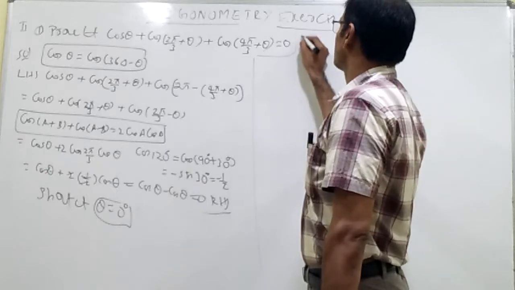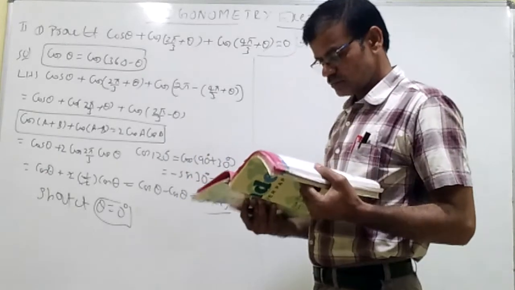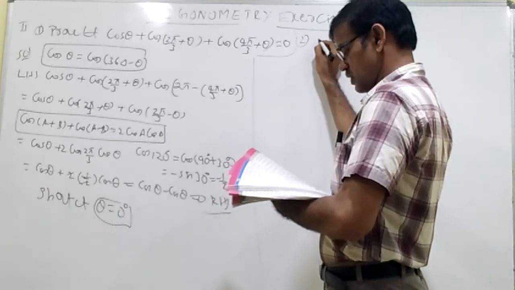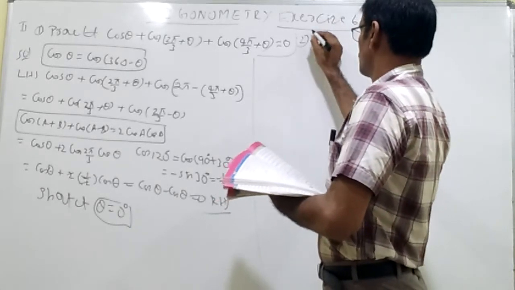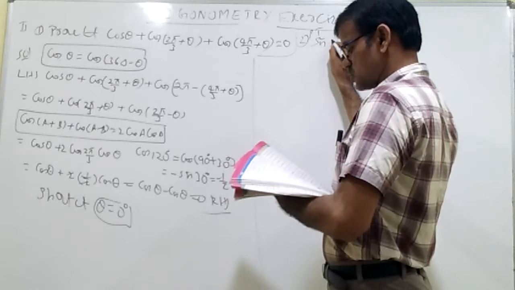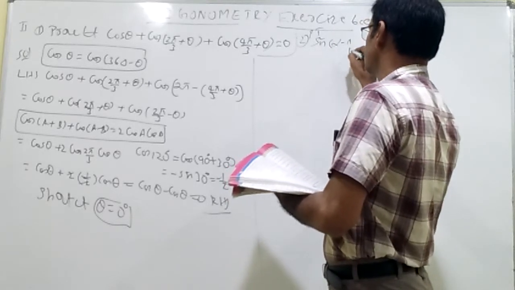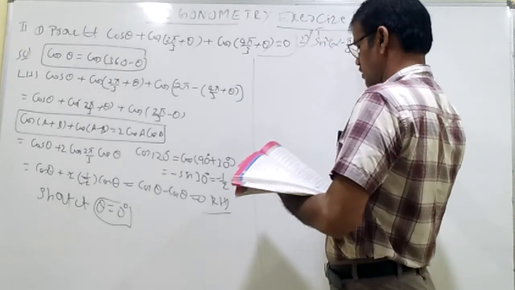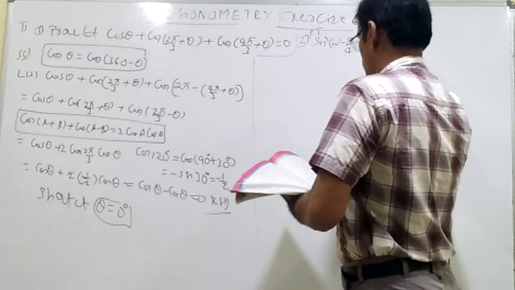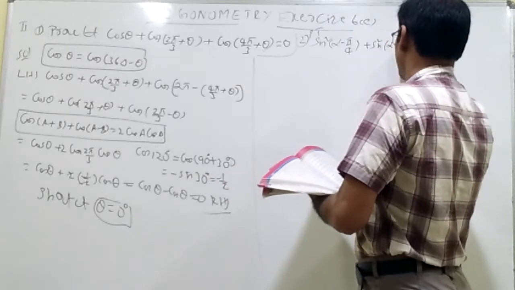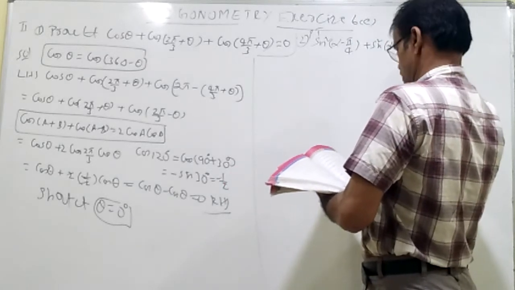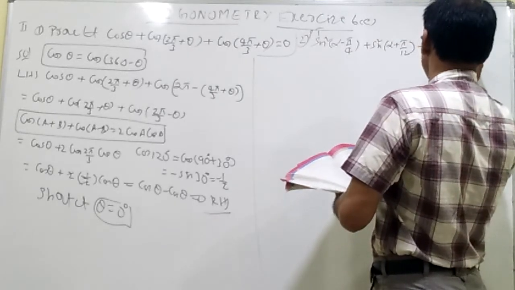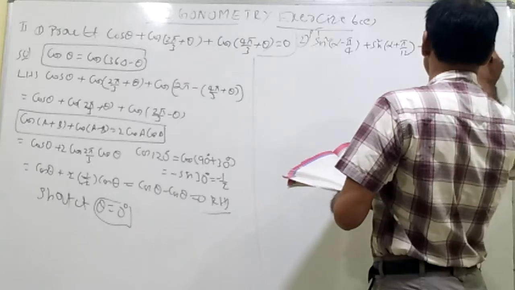Now Roman number 2, second question. Maybe we have discussed such a model in yesterday's class. Prove that sine square of alpha minus pi by 4 plus sine square of alpha plus pi by 12 minus sine square of alpha minus pi by 12 is equal to 1 by 2.